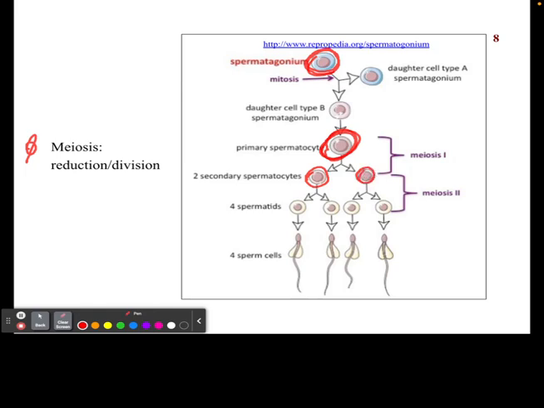And then from there, those two secondary spermatocytes are going to divide again into two each. And therefore, we will have four new cells called spermatids. And they are all completely genetically unique. From here, the spermatids will fully mature and eventually become the sperm cells.